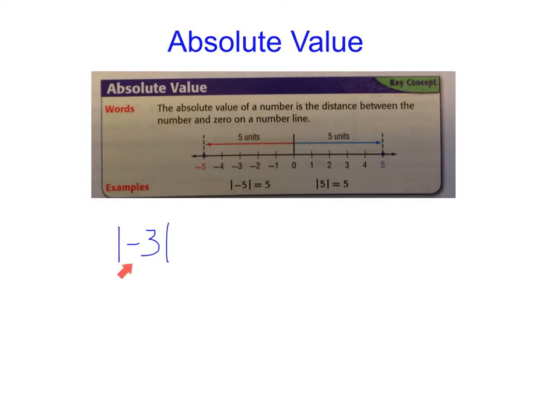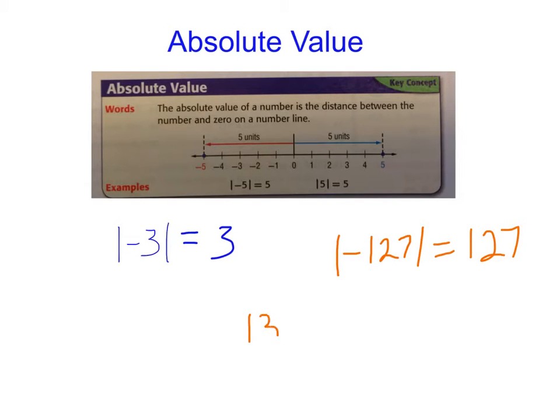If I was asked to find the absolute value of negative 3, I would just say that is equal to 3. And that's because I start at negative 3 and I go 1, 2, 3 numbers or 3 units to get back to 0. The absolute value of negative 127 would be 127 because it's that many units away from 0. The absolute value of 13 would equal 13.